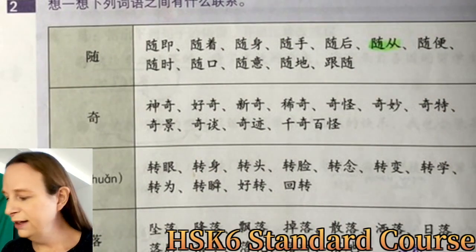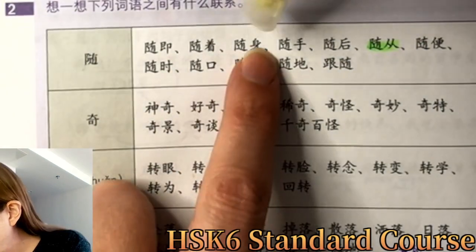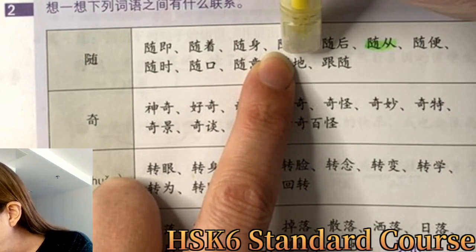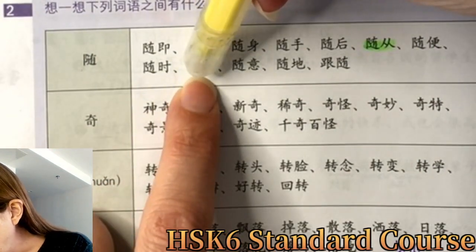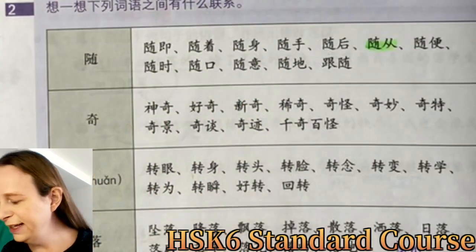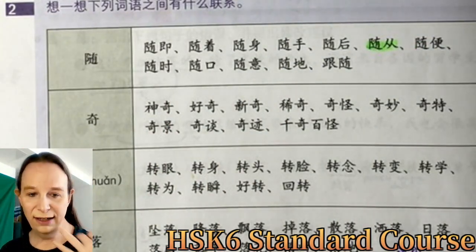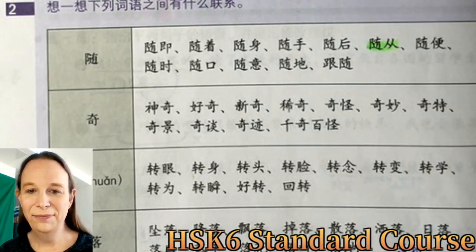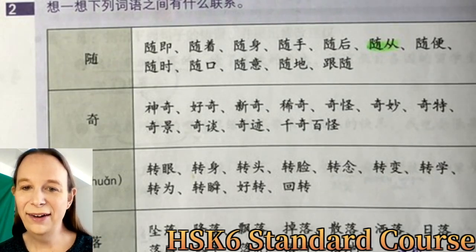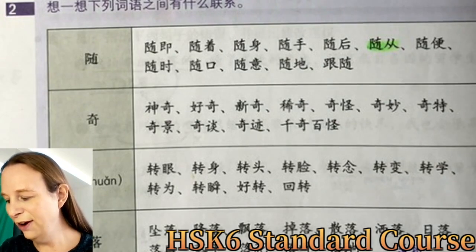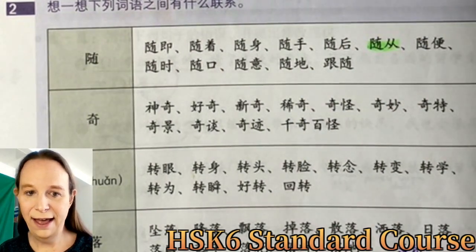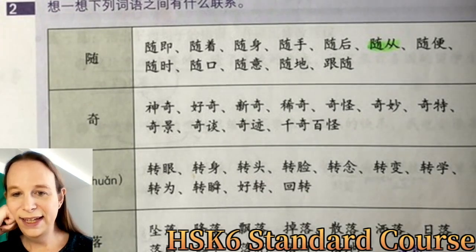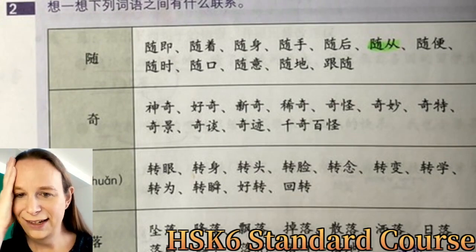Next, Suishen, Suishou, Suikou. I think they are all the same. Suiji is kind of similar. Suishen, like any body, Suishou, any hand, Suikou, any mouth. Just this way is kind of arbitrary here. So in China, you'll see Suishou Guanmen, something like that. So it means there's no restriction on who's allowed to close the door.